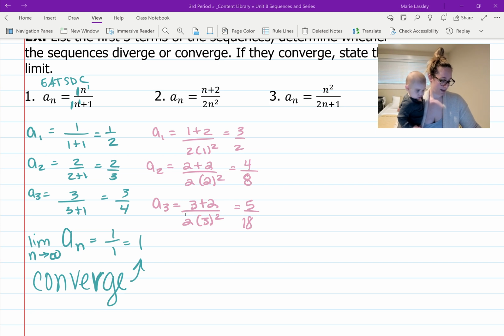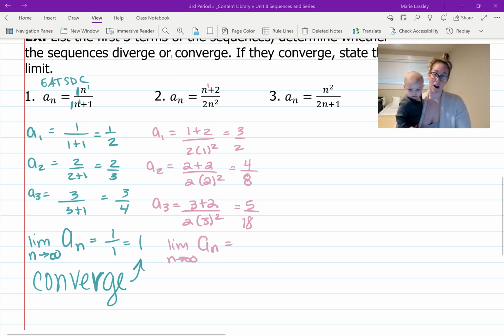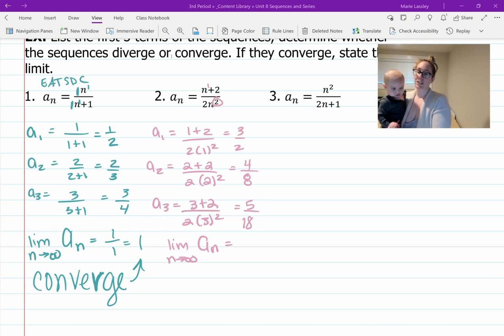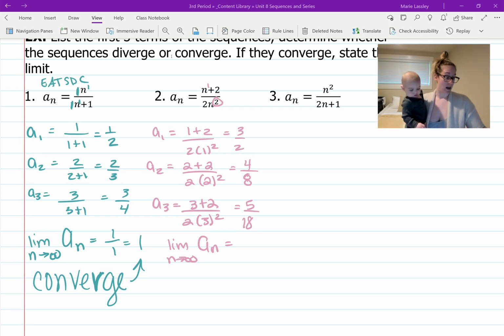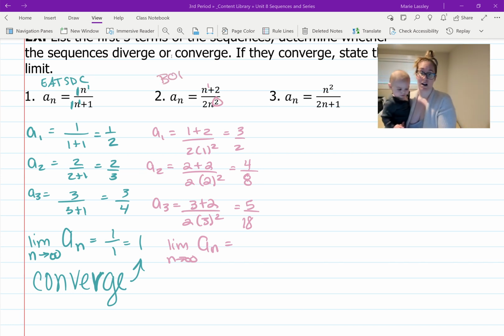So the limit as n goes to infinity of a sub n equals, all right, and so let's look at our exponents. We have n to the first on the top and we have n squared on the bottom. So this one has a bigger exponent on the bottom. This is a BOBO. And what it tells us is that if the exponent is biggest on the bottom, the limit is 0.